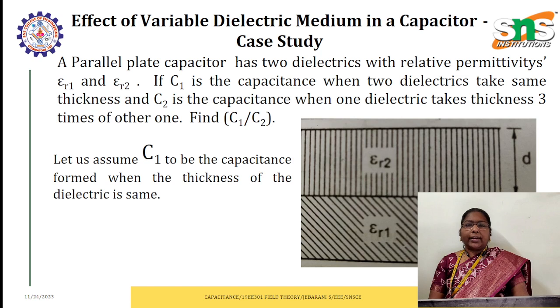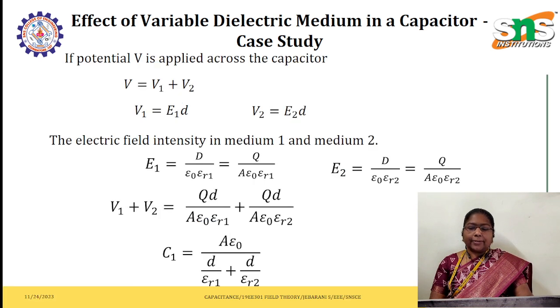If these two dielectric mediums take up the same distance, d, what is the value of capacitor? If these two dielectric mediums take variable thickness, what is going to be the effect? So first case, we'll just assume that the first medium epsilon R1 is going to have a thickness d, and epsilon R2 also is going to have thickness d.